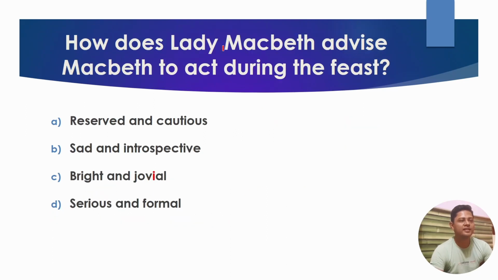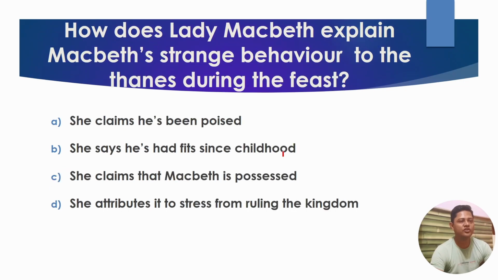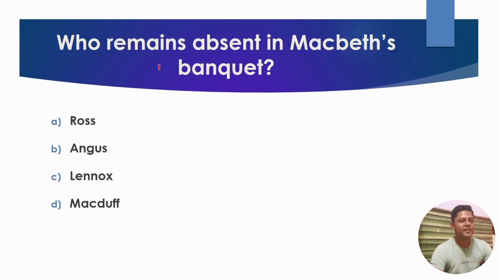The next question is, how does Lady Macbeth advise Macbeth to act during the feast? Feast means here the banquet. The correct answer is option C, bright and jovial. How does Lady Macbeth explain Macbeth's strange behavior to the Danes during the feast? So the correct answer is option B. She says he has had fits since childhood. The next question is, who remains absent in Macbeth's banquet? So here the correct answer is Macduff.